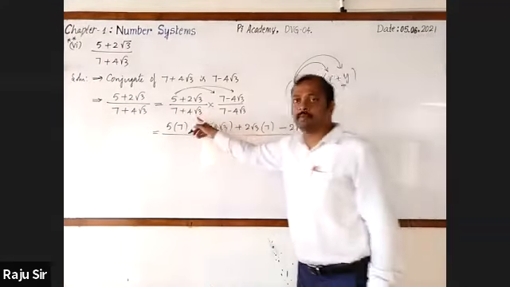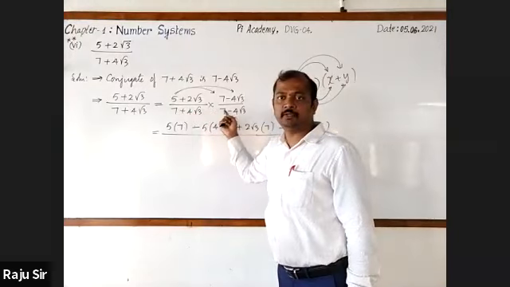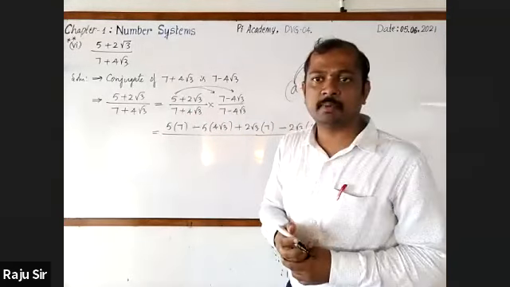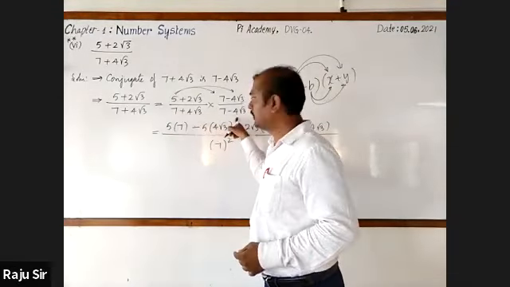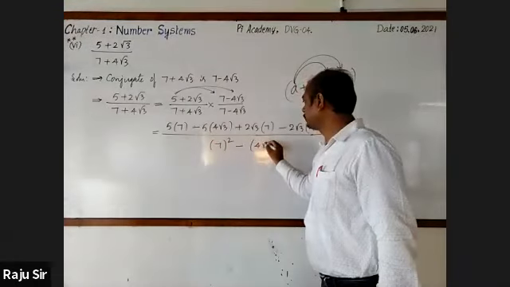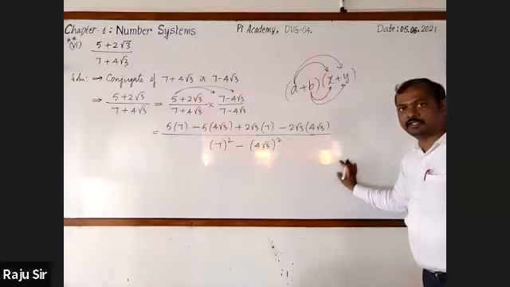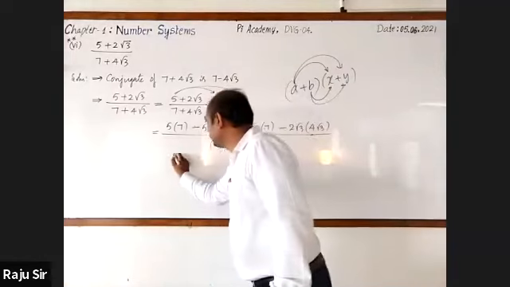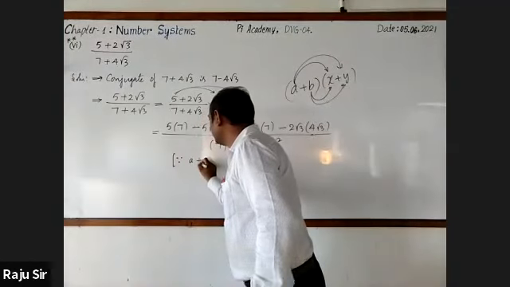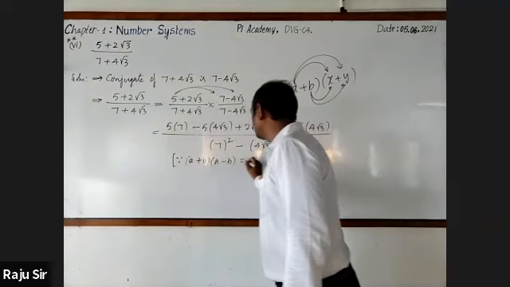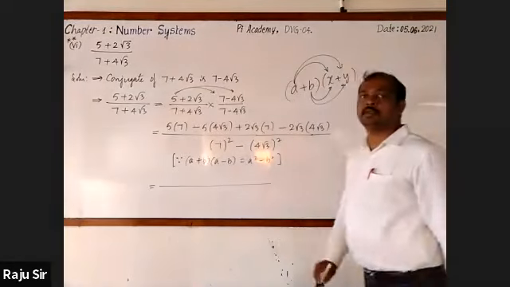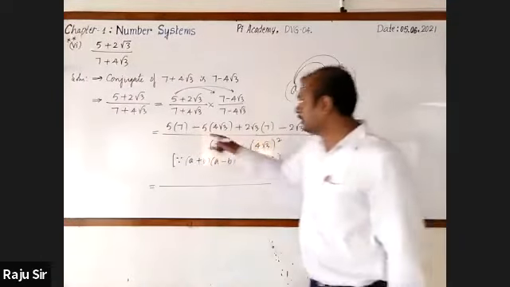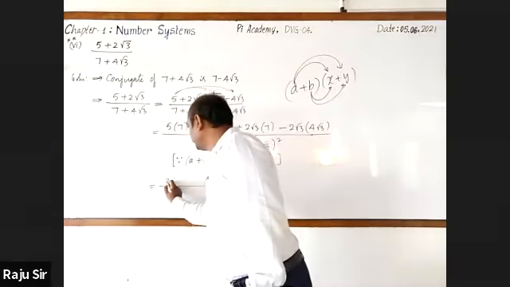Denominator is of the form a plus b into a minus b, which can be written as a square minus b square. A square is 7 whole square, b square is 4 into root 3 whole square. If you have space, you may write the reason here. If not, just below that put a bracket and write, because a plus b into a minus b is equal to a square minus b square. This is equal to. Let us simplify the numerator. 5 sevens are 35.